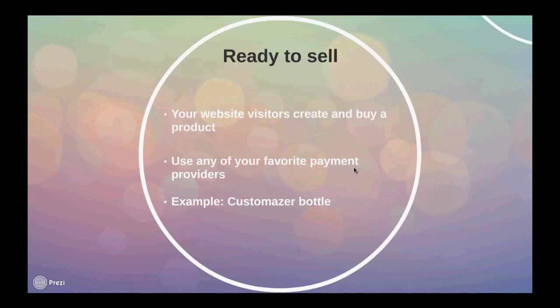So now you're ready to sell. The extension is working on your website. You have chosen some nice products. You have chosen your app layout, how it should look in your website. And you have added maybe some pre-designs. Now you can start selling your products on your existing website. Your website visitors go to your website, create and buy a product, using one of your favorite payment gateways at the end when the product is created and they want to order. And then the artwork is created, automated by our system.